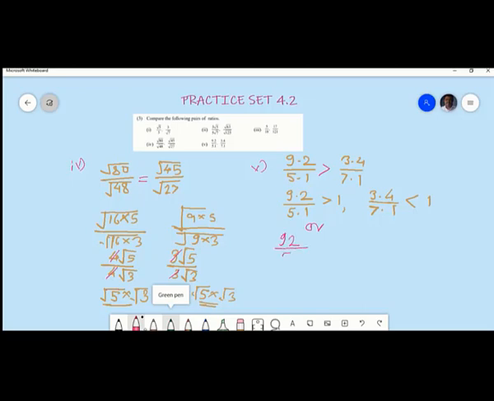92 upon 51 and 34 upon 71. So make the cross multiplication: 92 into 71 and 34 into 51. The first multiplication is greater than the second. So 9.2 upon 5.1 is greater than 3.4 upon 7.1. So we completed question number 3.